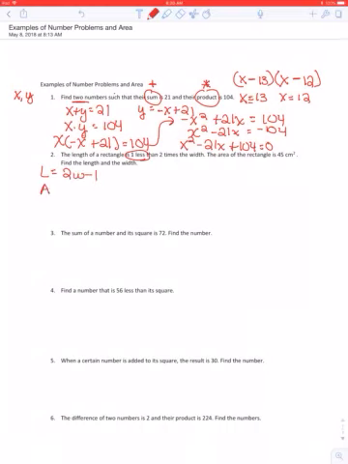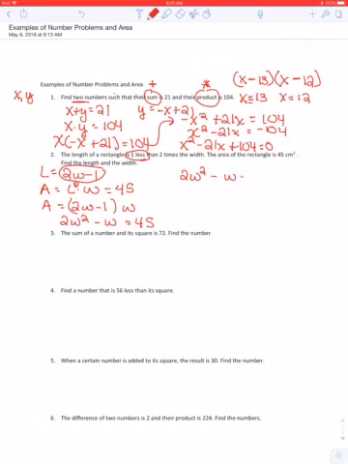Now the area of a rectangle is length times width. So once again, we're going to use a little bit of substitution here. We're going to substitute 2w minus 1 for L, and we get A is equal to 2w minus 1 times w. And the area is 45. So then that'll give me 2w squared minus w equals 45, which would be 2w squared minus w minus 45 equals 0.